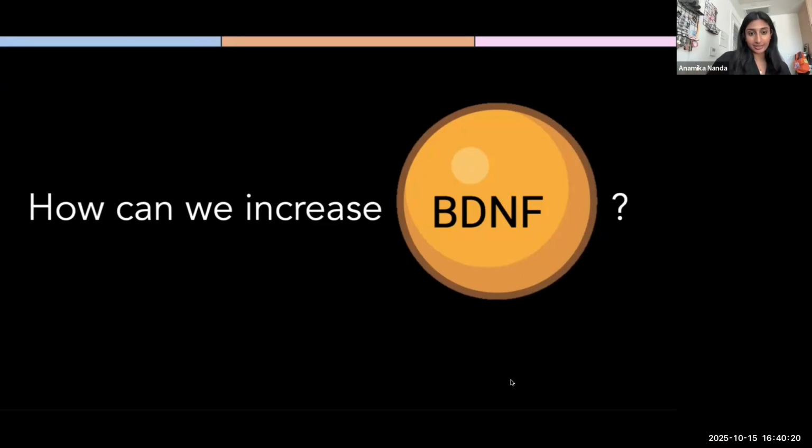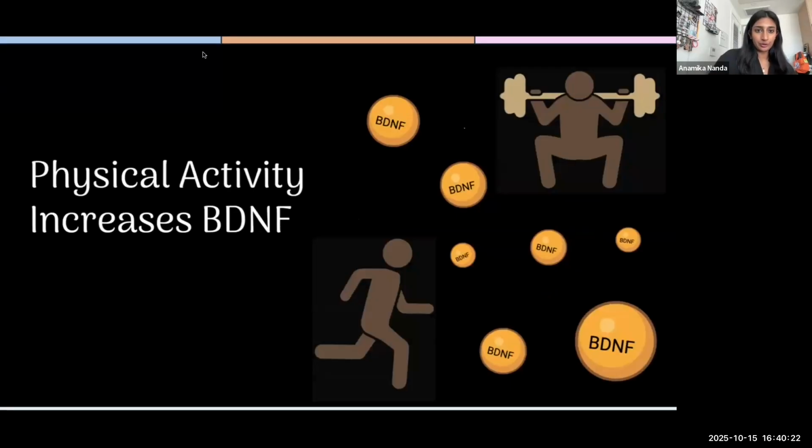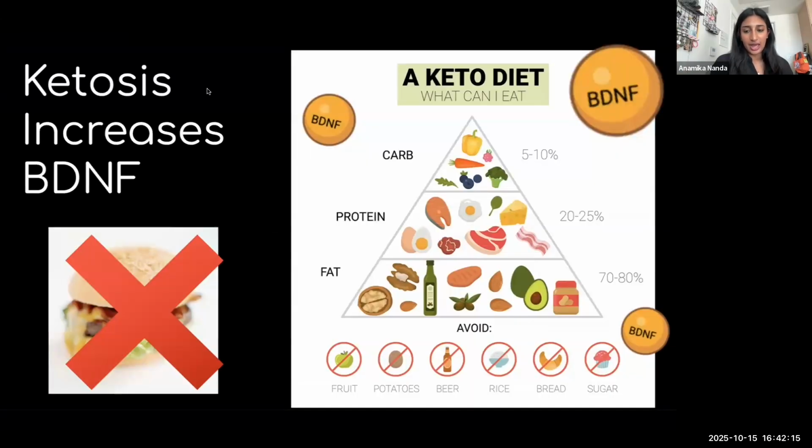Nailed it. Exactly. So the first one is physical activity, and even just walking specifically can be physical activity. And as Haley mentioned, diet matters. So I would eat mostly those healthy fats and protein, but not much carbs. That is one of the other ways that we can increase BDNF. Does anyone know what Alzheimer's disease is?